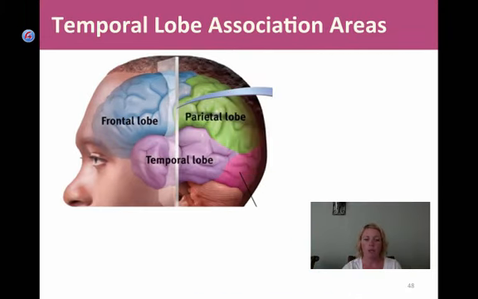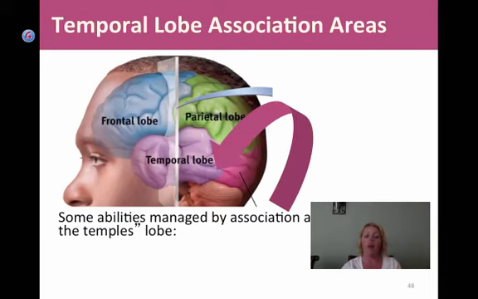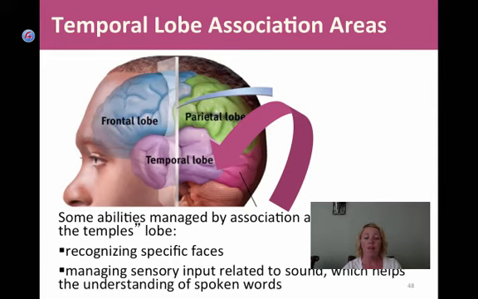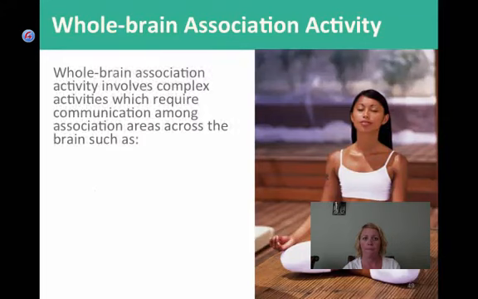Now, the temporal lobe association areas. Again, temporal lobe, auditory. Some of the abilities managed by the association areas here are recognizing specific faces. So a lot of our facial identification does come from the temporal lobe. And then also managing sensory input related to sound, which helps us understand spoken words. So a lot of our auditory processing happens in our temporal lobe.